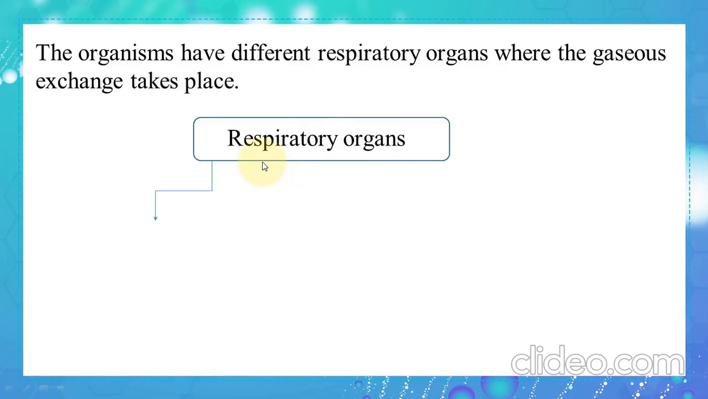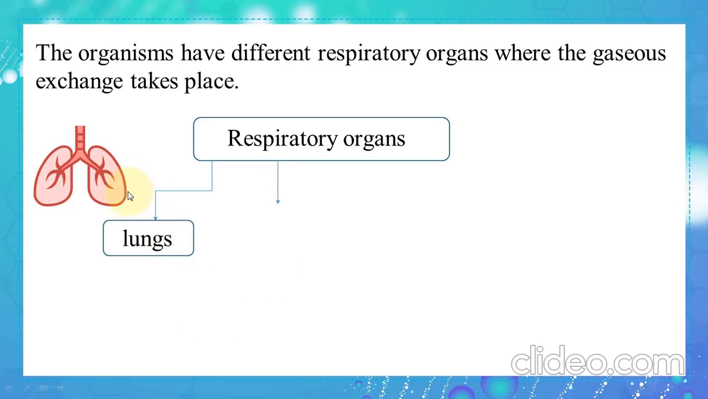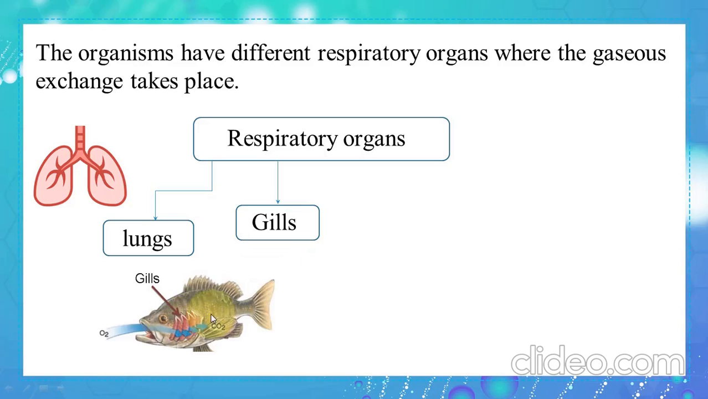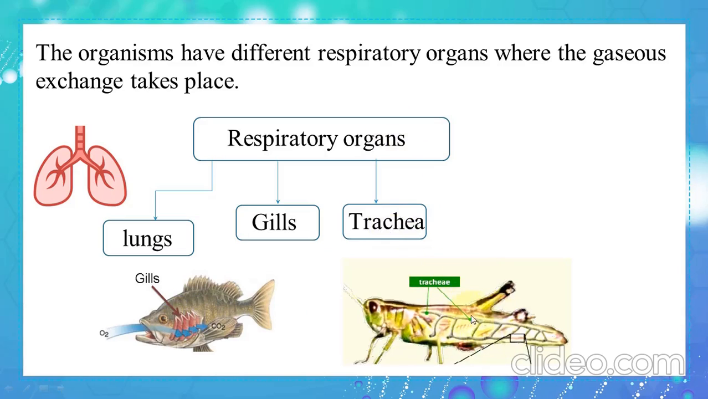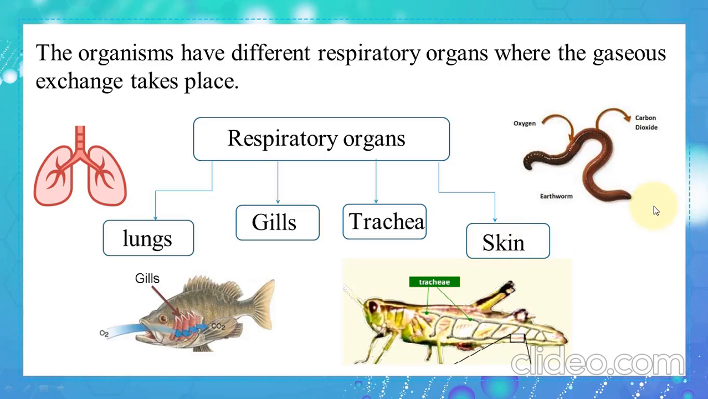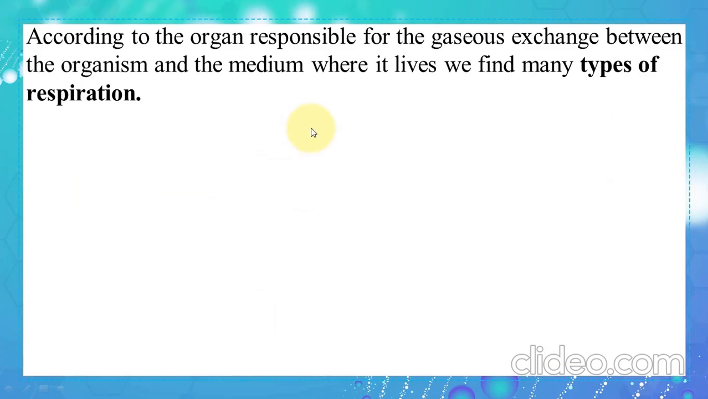The lungs, which are found in humans and some mammals. The gills inside the body of the fish. The trachea inside the body of insects. And the skin, which is the respiratory organ of the earthworm. So according to the organ responsible for gases exchange between the organism and the medium where it lives, we can find many types of respiration.